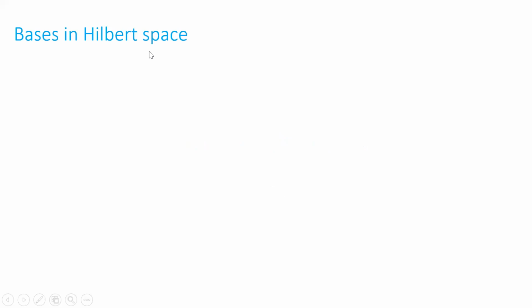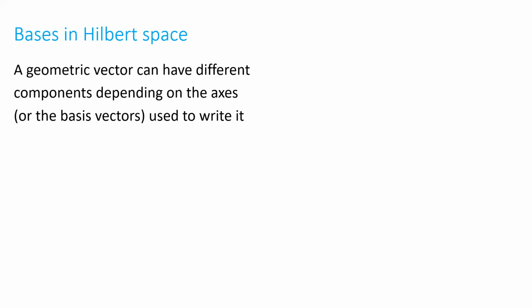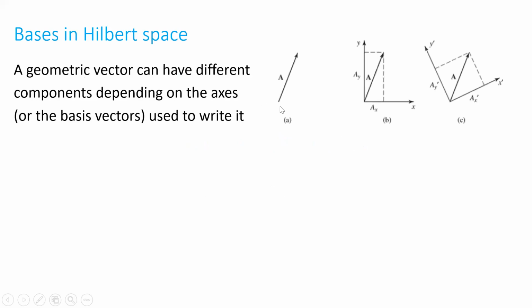So bases in Hilbert space, what are we talking about here? Let's first talk about a more definite vector, a geometric vector, like this vector A here, which is just sitting in space. But that vector can have different components depending on the axes, or the basis vectors, that we use to write that vector. So in this example B, we use x hat and y hat to determine the components ax and ay of this geometric vector A.